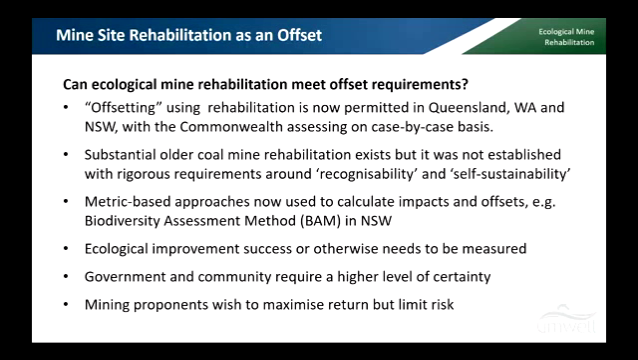In a range of jurisdictions in the country, including New South Wales, where my primary focus is, there are now metric-based approaches used to calculate impacts and offsets for biodiversity, such as the BAM, Biodiversity Assessment Method, which is about a year old in New South Wales. Ecological improvement and its success or otherwise in offsets and in rehab needs to be measured, evaluated and reported on.